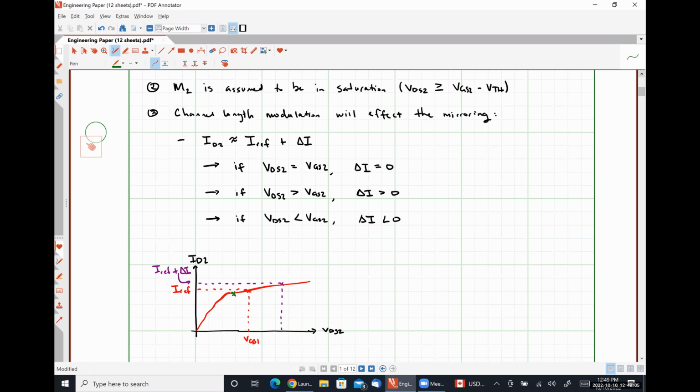Similarly, this point down here will correspond to IREF minus some current delta I, which happens when VDS for our transistor M2 is slightly less than VGS1. So we can see a pretty large swing in our mirrored current value, depending on how prevalent channel length modulation is going to be. All right. And then beyond this point, we run into the issue of pushing it into the triode region of operation.